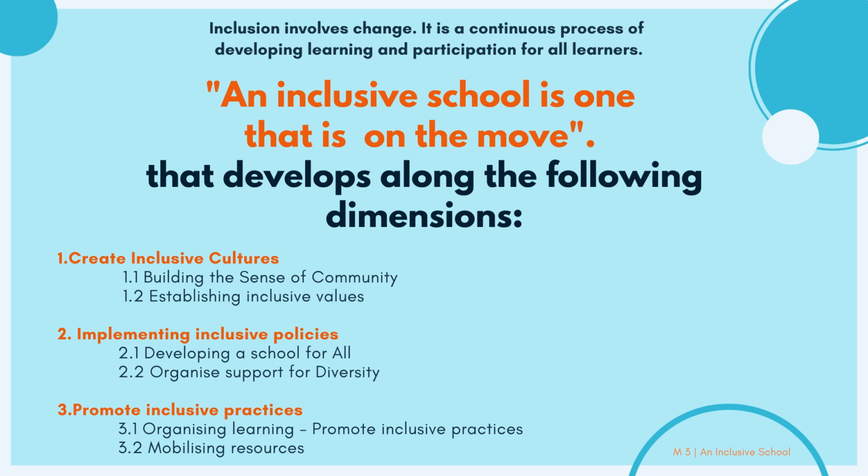According to the Index for Inclusion, a document produced for schools in the UK and adopted by many other countries as a reference, there are 3 dimensions that lead the school towards inclusive education. These are: 1. The creation of an inclusive culture, which includes the construction of the sense of community, establishing inclusive values. 2. The implementation of inclusive policies resulting from developing a school for all, organizing support for diversity. 3. Promotion of inclusive practices, which consist of organizing learning, mobilizing resources. Each of these dimensions is addressed below.